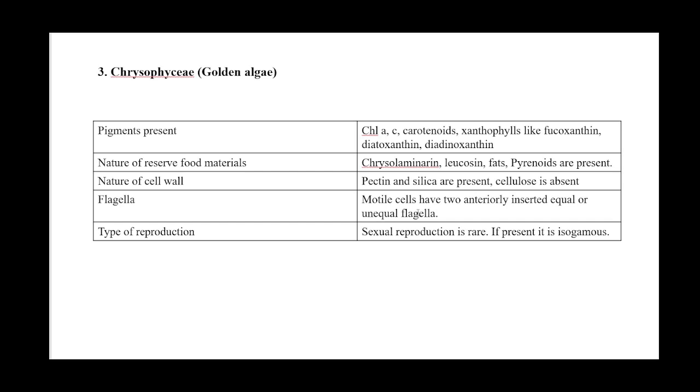The motile cells of Chrysophyceae members have 2 anteriorly inserted equal or unequal flagella. In Chrysophyceae members, sexual reproduction is rare, but if it is present, it undergoes isogamous method of reproduction.